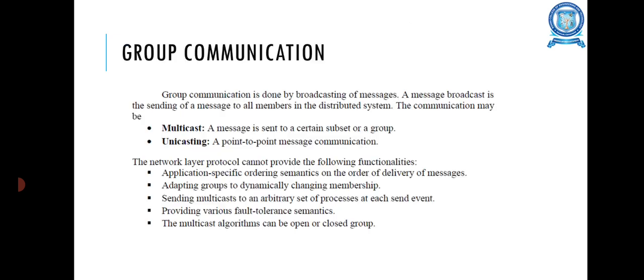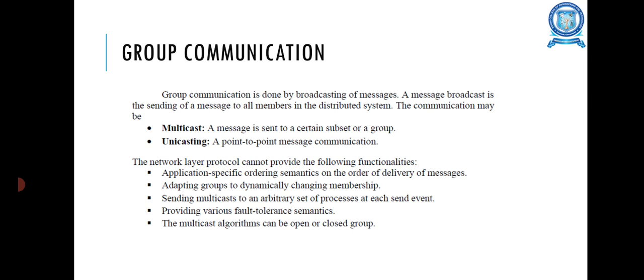The next one is group communication. Group communication can be done by broadcasting messages. A message broadcast is the sending of a message to all members in a distributed system. The communication may be multicast or unicast. Multicast means a message is sent to a certain subset or group. Unicast means point-to-point message communication.